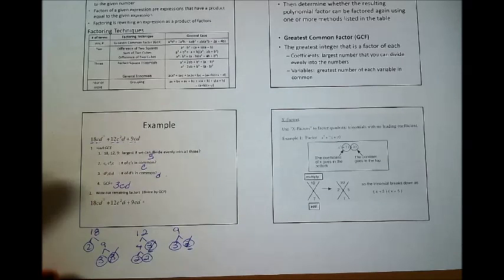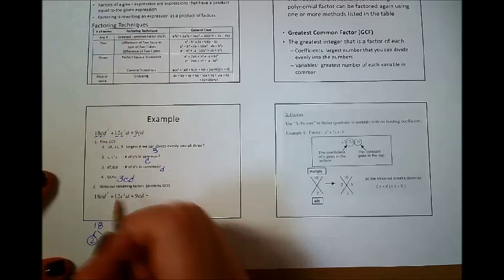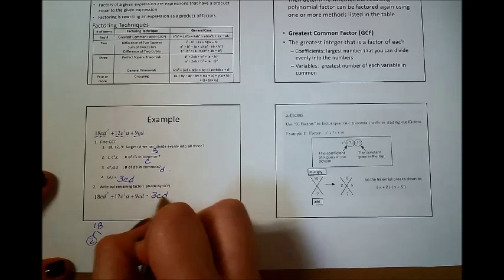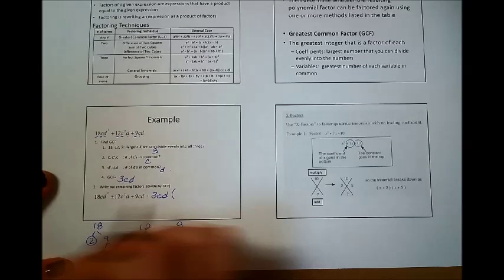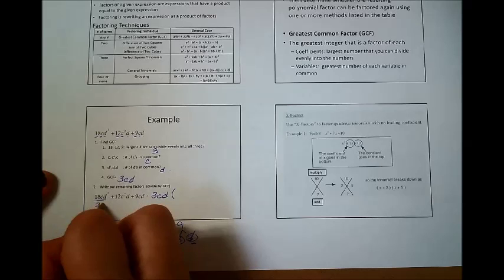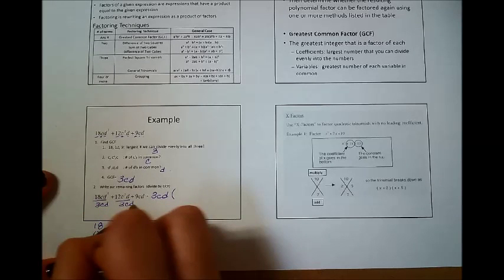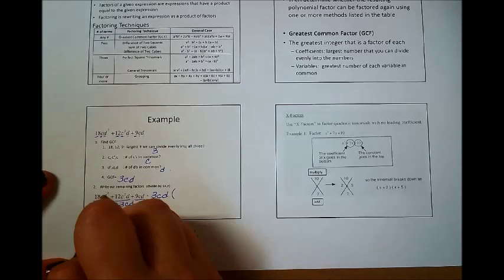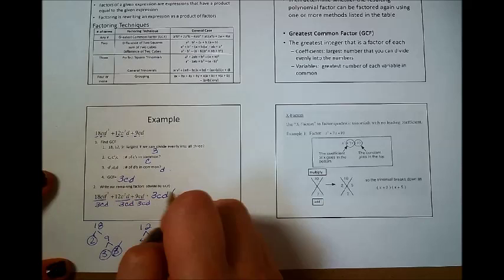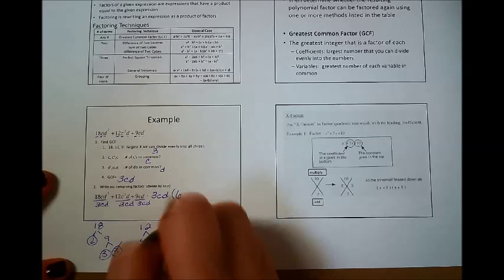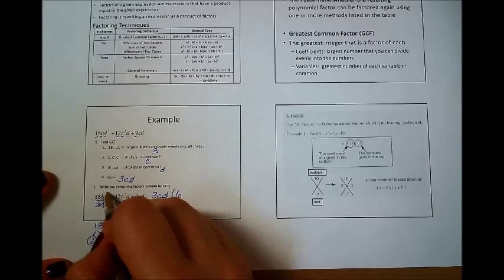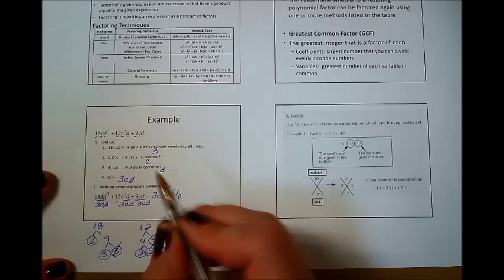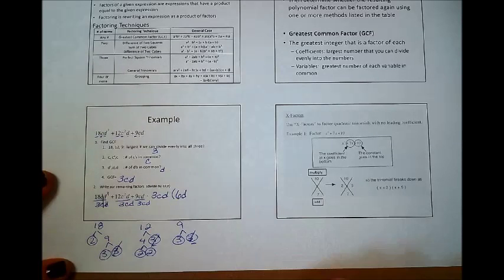Okay, so when we're writing out our answer, you write out your 3cd, and then you divide each one of these by 3cd. Now, 18cd squared, we're going to have 18 divided by 3 is 6. The c's will cancel. One of the d's will cancel, and that leaves us with one d. And you can double check by saying 3cd times 6d is going to be 18cd squared.